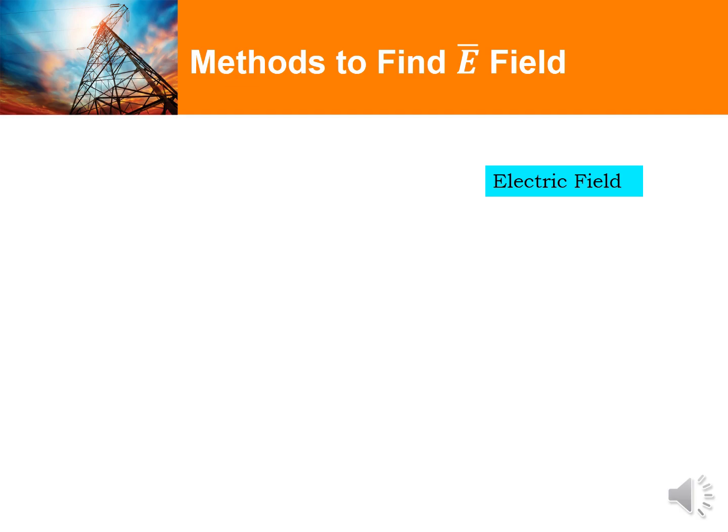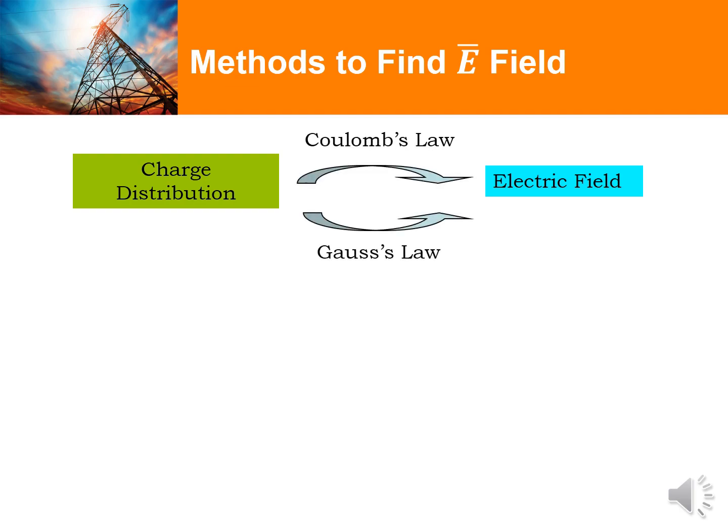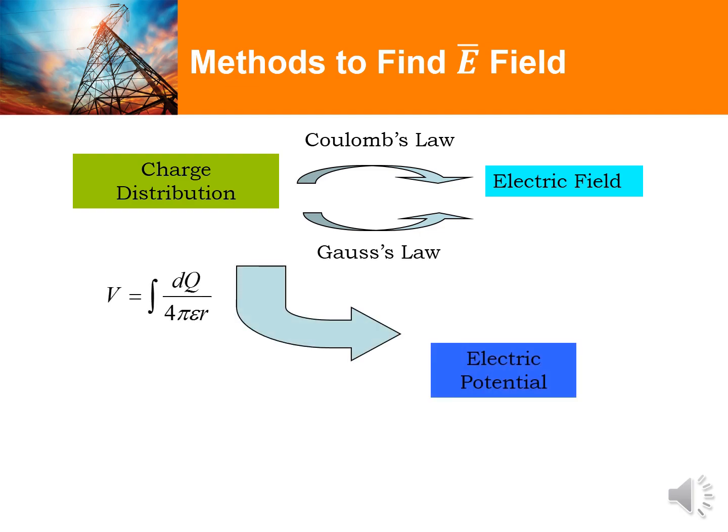In our previous lectures, we have tried to calculate electric field intensity using different approaches. If we know the charge distribution for a given setting, we can calculate electric field based on Coulomb's law and Gauss' law. From charge distribution, we can also calculate the potential difference. The electrical potential difference can also be used to calculate electric field using potential gradient.